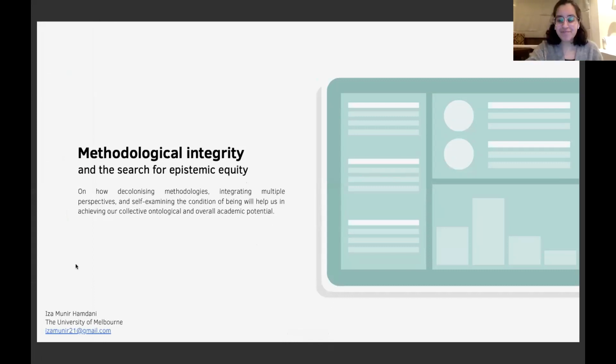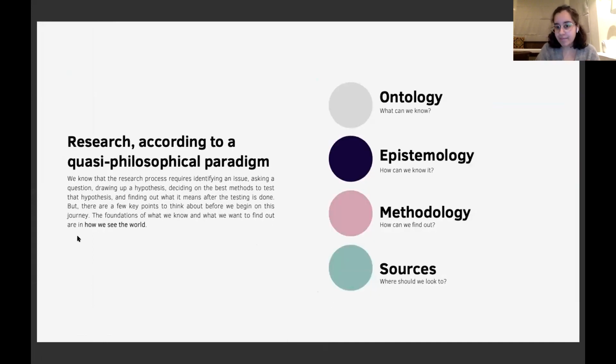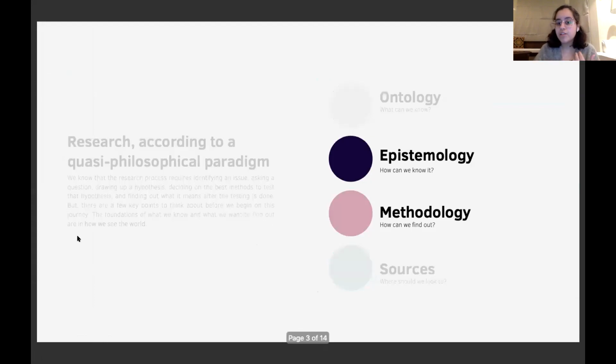Okay, so hi everyone. Today I'll be touching on methodological integrity and epistemic equity, which is essentially just fancy talk for letting people speak for themselves so we can achieve equality and accuracy in academic practice. So the research paradigm, depending on who you ask, looks something like this, but today's focus is just on the middle two elements. We all know that the basis for any research and ultimately for any knowledge is in how we see the world.